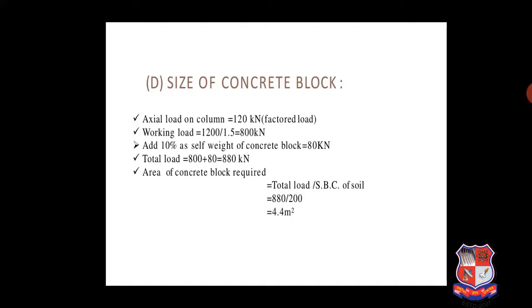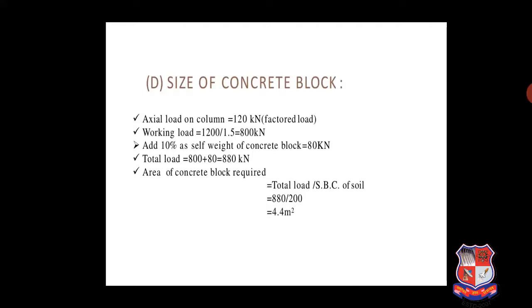After connecting the base plate and column, we should decide the size of the concrete block. The axial load of the column we can transfer is 1200 kilonewton. So converted into the working load, divide by the partial safety factor 1.5. Finally we know the working load is 800 kilonewton.